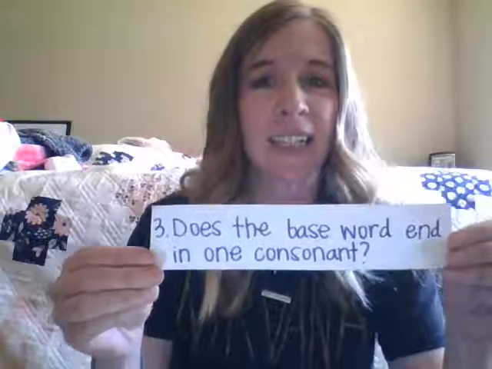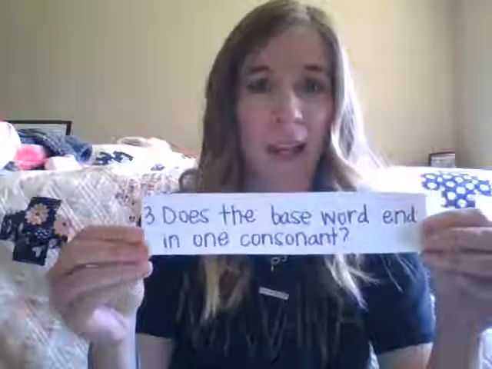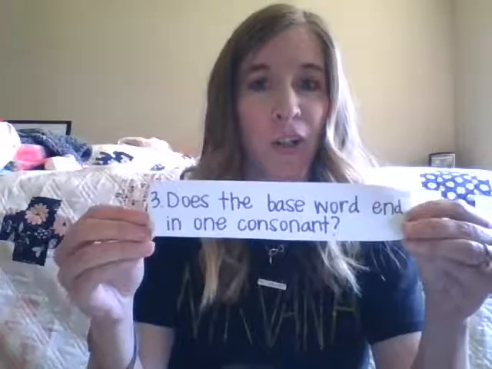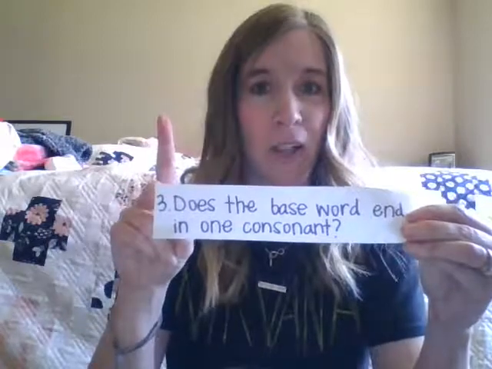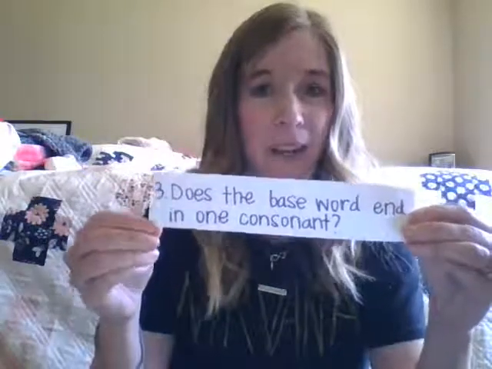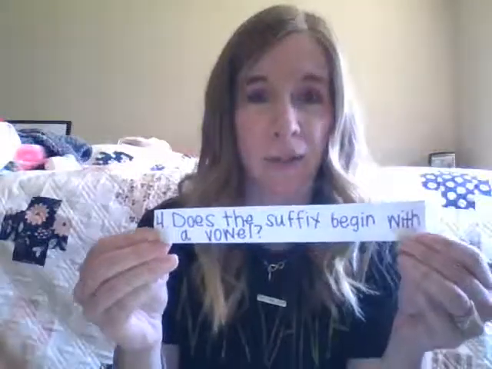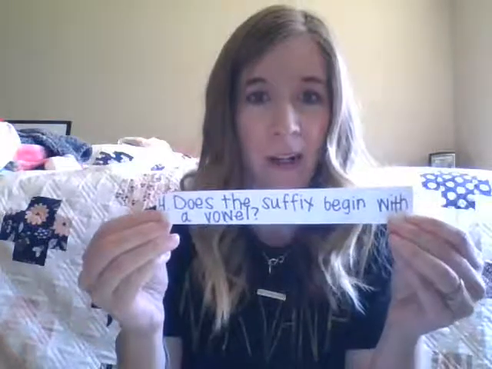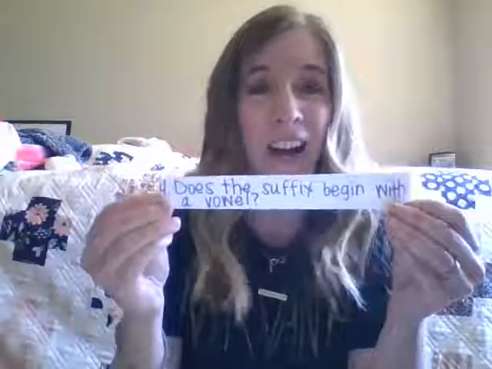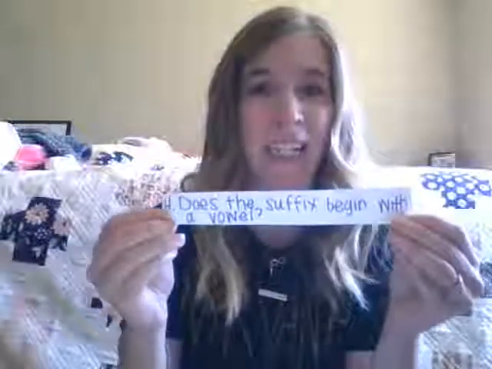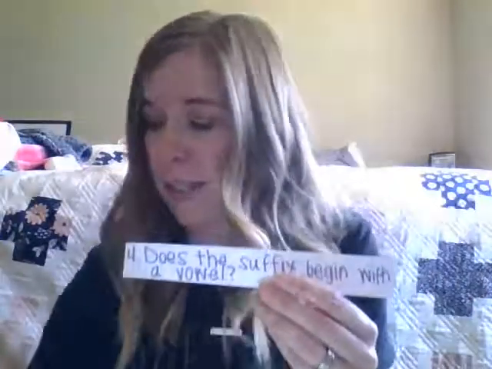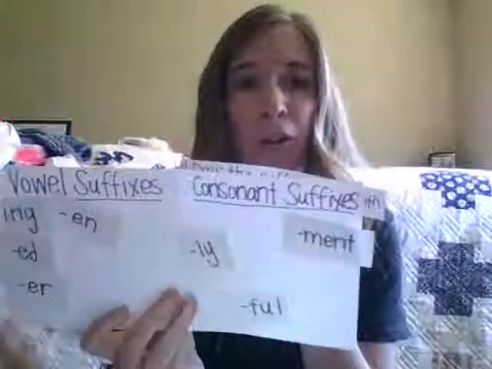Our third rule or question is, does the base word end in one consonant? So just like you're looking for one vowel, you want to see if it ends in one consonant. And our last rule is, does the suffix begin with a vowel? So we want to look at our suffix and see if it starts with a vowel, like all of those suffixes we just talked about. We're looking for ones in the vowel column.